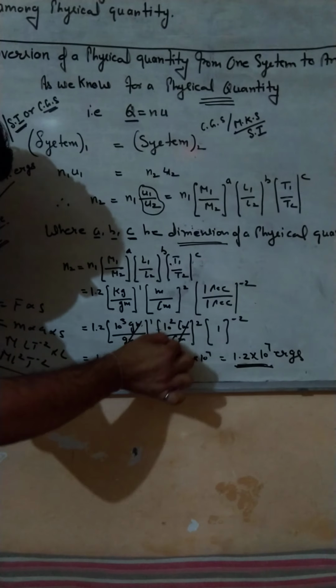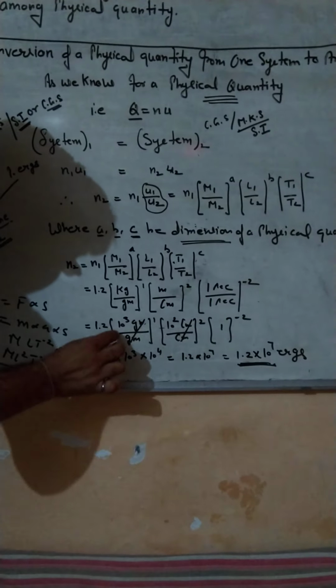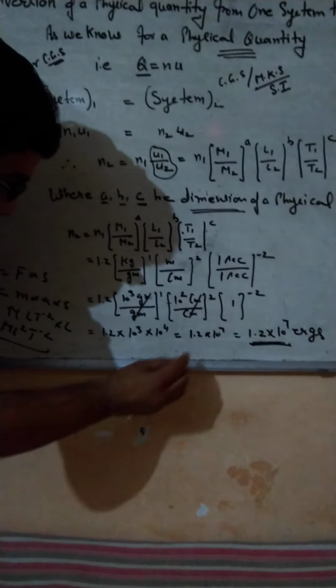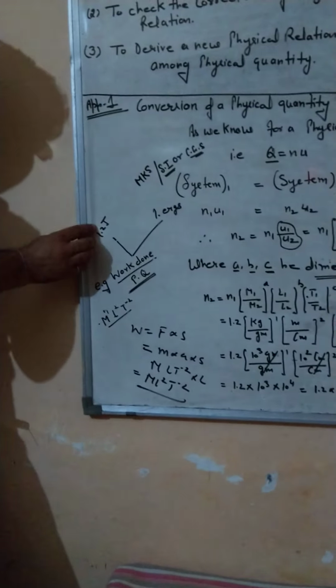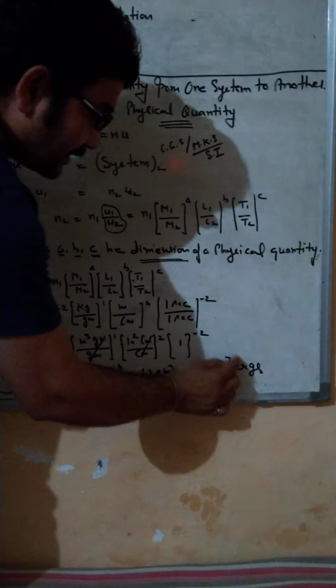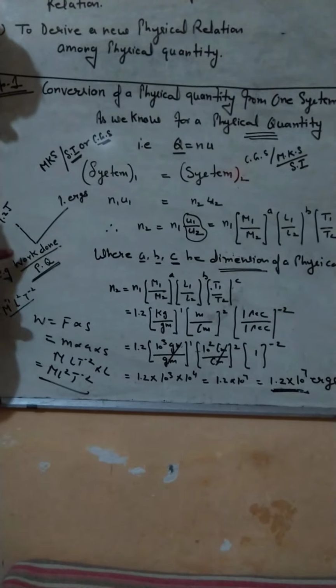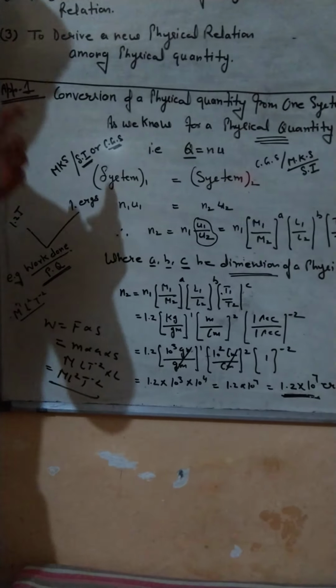Now gram to gram cancel, centimeter to centimeter cancel. 1.2 into 10 to the power 3, so 10 to the 3 into 1, 10 to the 3, 10 to the 2 power 2 is 10 to the 4, but 1 to the power minus 2 is 1. So multiplying all these, we will get 1.2 into 10 to the power 7 ergs. That means 1 joule is equal to 10 to the power 7 ergs. If we have 1.2 joule, then the answer will be 1.2 into 10 to the power 7 ergs. So this is the conversion from the SI system to CGS for work done, that is our physical quantity that we use in that formula to convert from one system to another.